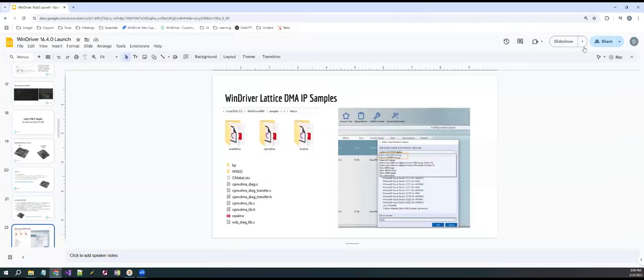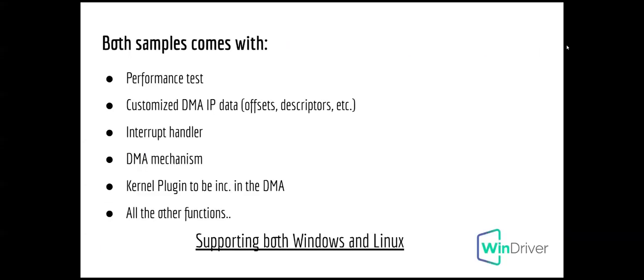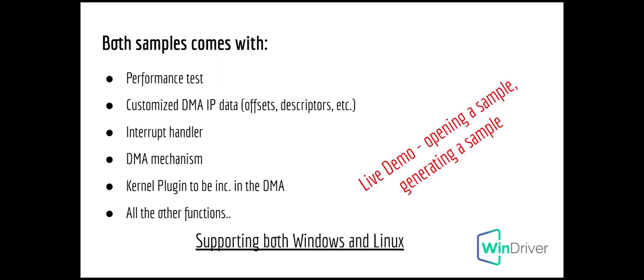So this is how you can access these samples. Both samples come with performance tests. We will see it. Customized DMA IP data. I've shown you the offsets, the descriptors, interrupt handler, the DMA mechanism, kernel plugin to be incorporated in the DMA, and all the other functions. We're supporting both Windows and Linux.